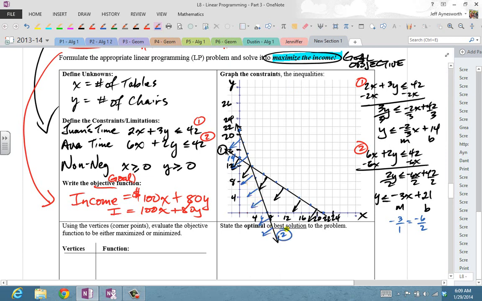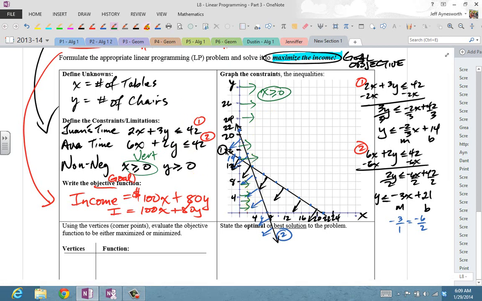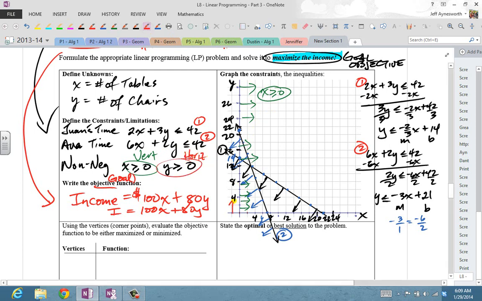This is inequality number 2 now. Now my non-negatives, let's see, I've got this one right here, it's a vertical boundary line to the right of the y-axis right here. It's all to the right. I've got my other non-negative constraint, my horizontal boundary line here. It's got to be above the x-axis. Alright, y is greater than or equal to 0 is above the x-axis. Y greater than or equal to 0.